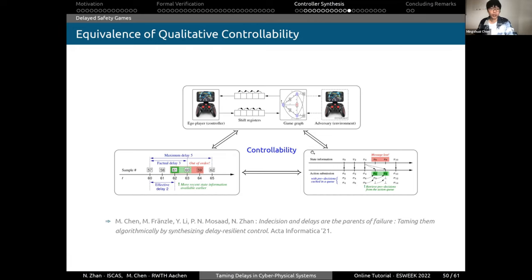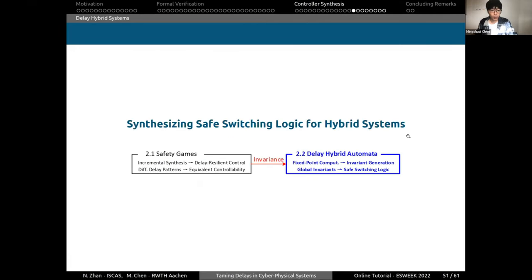Yeah, I think for the rest of the tutorial, I will hand over to Naijun to walk you through the synthesis of switching logic in the setting of hybrid systems. Before that, in case you have any questions, feel free to ask, or you can also write in the chat. Yeah, Naijun, then you can share your screen, I think. Okay, thank you.